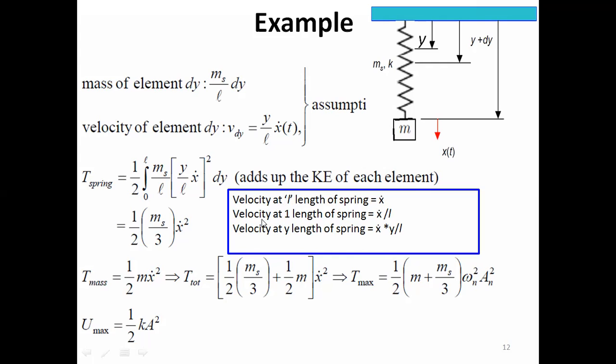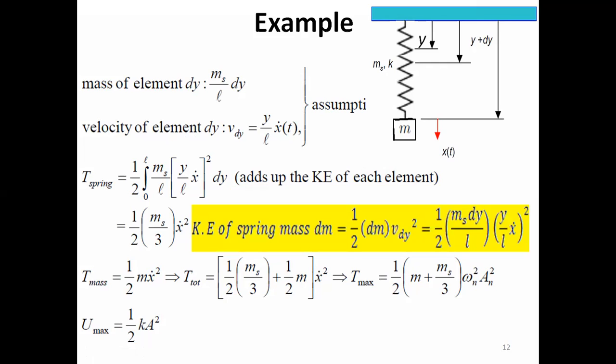Dividing the equation throughout by L, the velocity at unit length of the spring is equal to x dot by L. Because we want to find the velocity of this portion of the mass, at distance y along the length of the spring, the velocity would be x dot times y by L. So the velocity of the differential element of spring dy would be (y/L) x dot. So now we have the velocity for the differential element of spring.